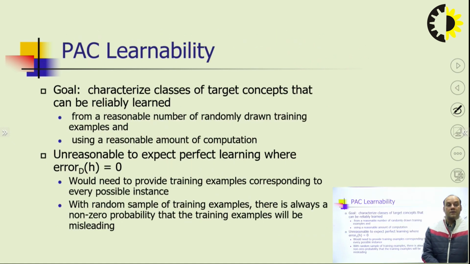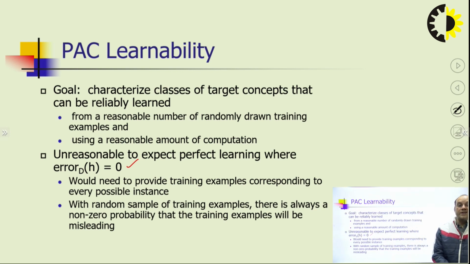To answer this question, we have to know about PAC learnability, probably approximately correct learnability. The goal is to characterize classes of target concepts that can be reliably learned from a reasonable number of randomly drawn training examples using a reasonable amount of computation. Secondly, it is unreasonable to expect perfect learning where the true error is equal to 0.